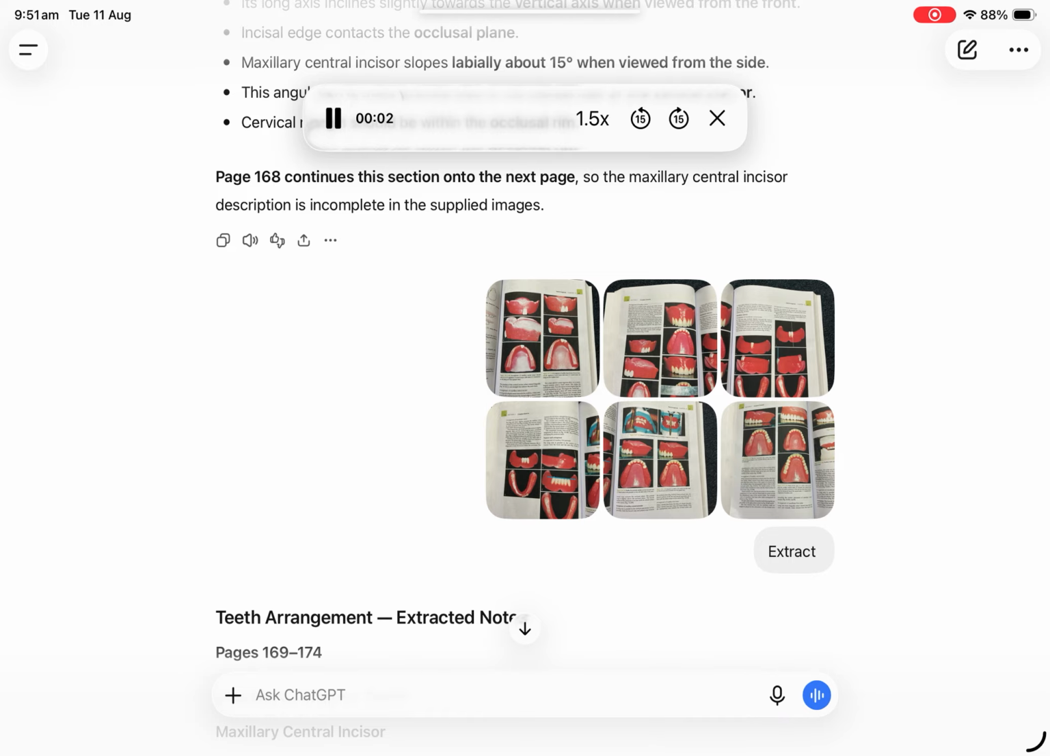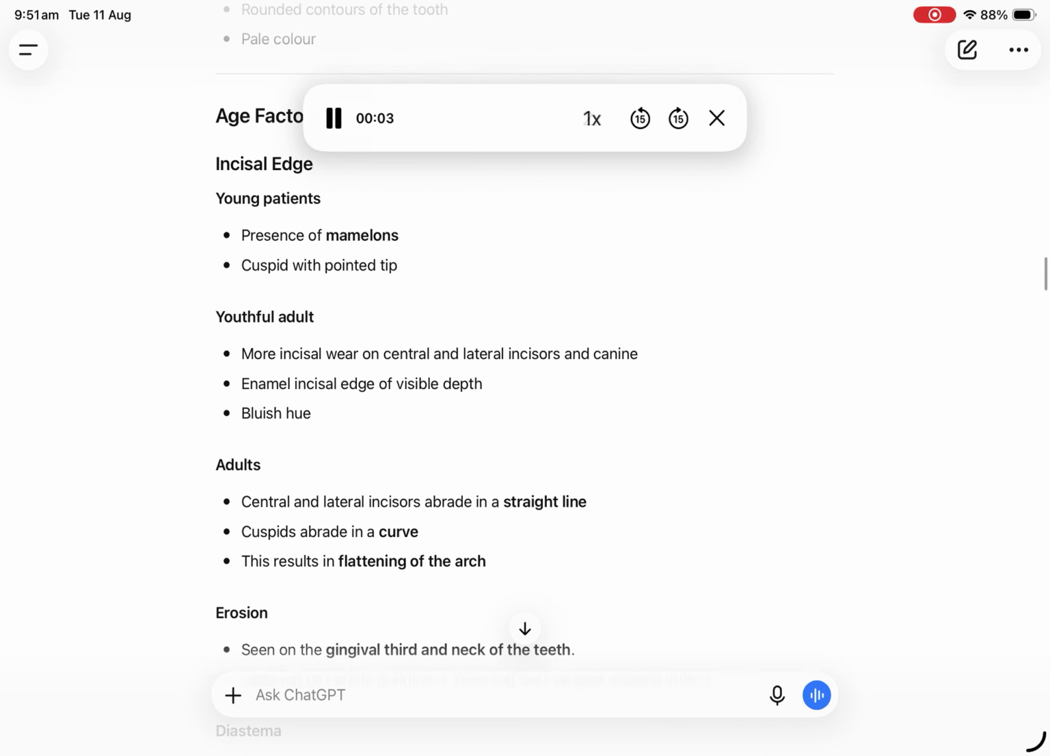Chapter 10, Teeth Arrangement, Extracted Notes. Pages 165 to 168. Introduction.